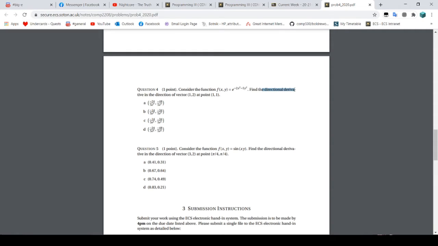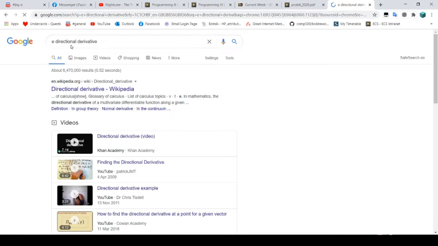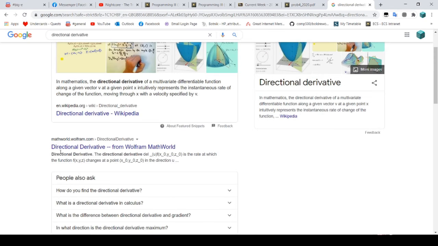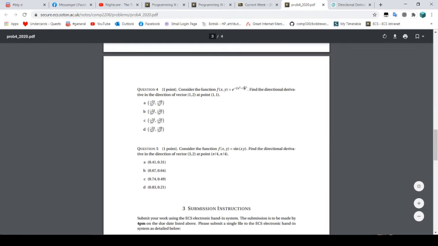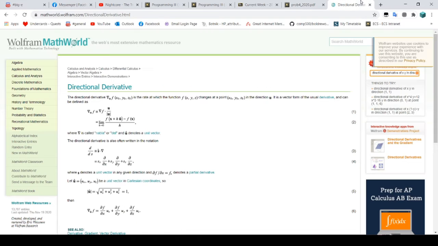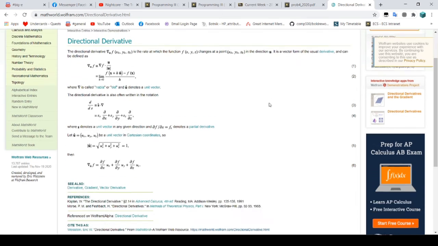You ready to copy and paste it into Google again? Oh, I didn't mean to put E at the front. Okay. Directional derivative. We've got a function with two things in it again, and then we want it in a certain direction at a point. The rate at which the function changes at the point in the direction u. Oh, that kind of makes sense. How do you figure it out then?